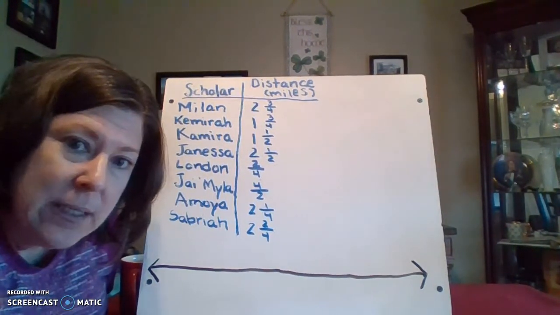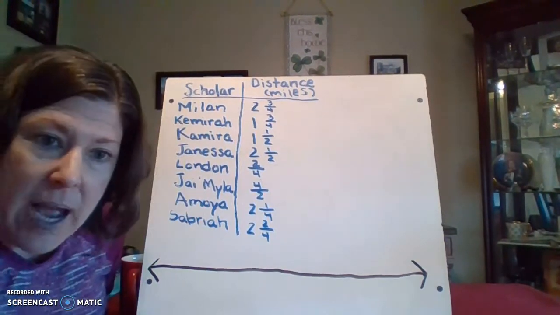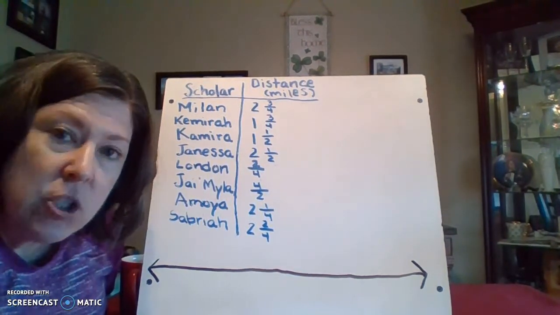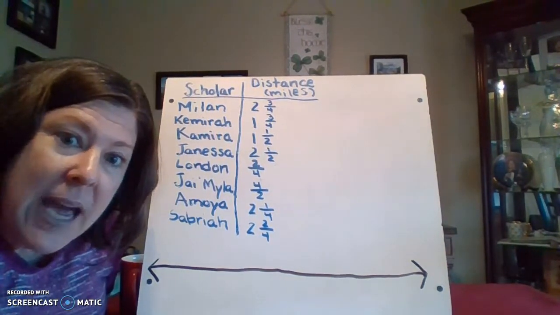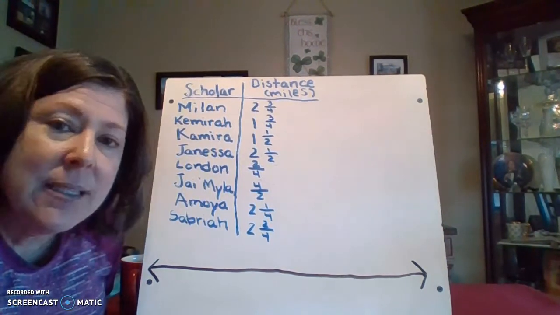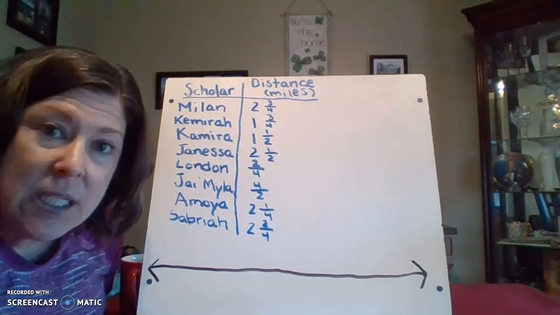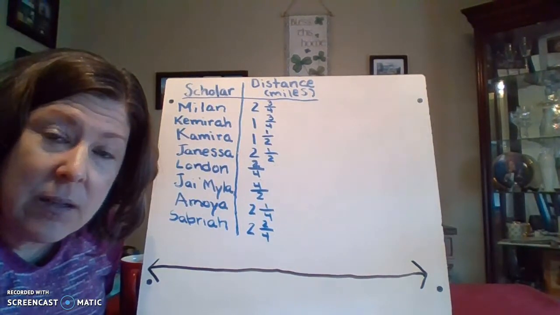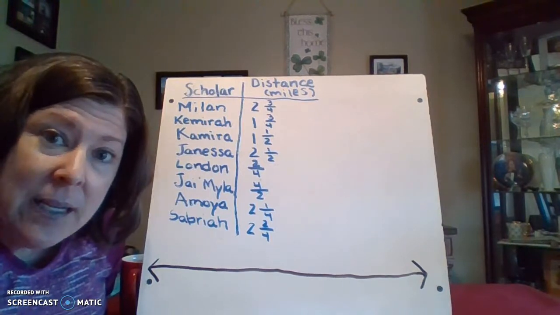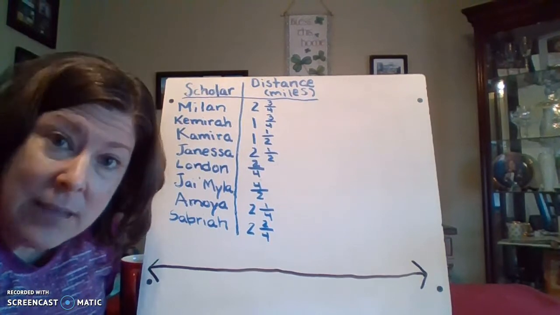So, what we're doing today is something new, and it is called line plots. We're going to use our knowledge of fractions that's in our table of data. Basically, a line plot is a number line that represents a specific amount of data. So our I can statement: I can create a line plot that represents data.